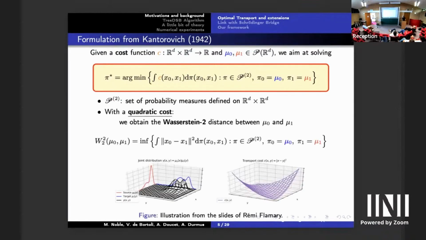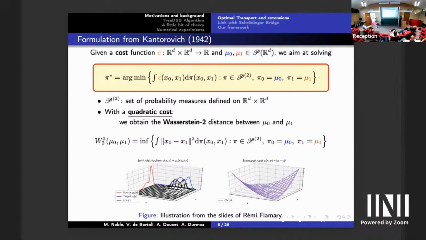So what's interesting with this formulation is that if you consider the classic cost, which is the quadratic cost, which is the most used cost in machine learning because it has convexity properties, you end up with the Wasserstein 2 distance. What's interesting here is that it's actually a distance. If you want to compare your distributions, mu0 and mu1, you may want to compute this distance, which is simply the infimum of the cost function that you have defined above with the quadratic cost.